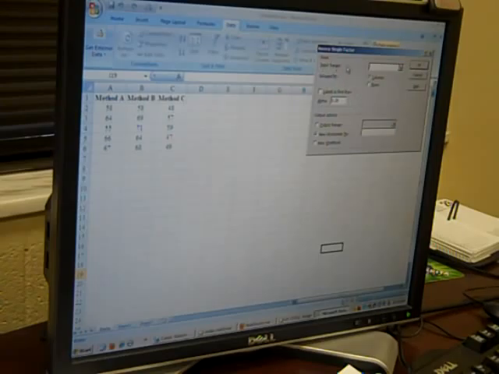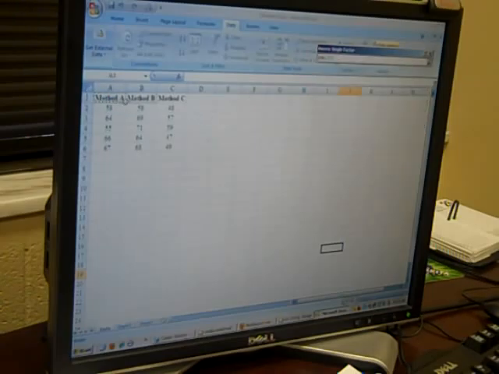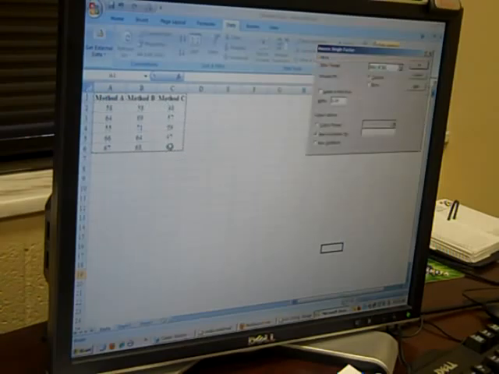It asks me for the input range. Where is my data? I'm going to give it the whole thing. This is your data from A1 to C6. And I'm going to tell the software that the first row has the labels. Okay, I'm going to establish an alpha of 0.05, and I'm going to put the ANOVA table wherever, just hitting here, and hit OK.